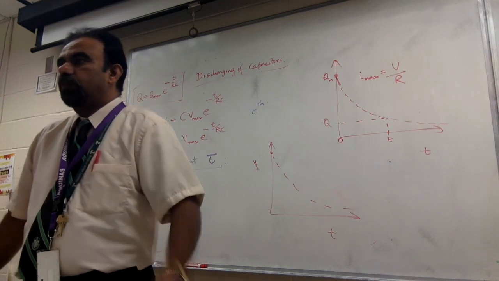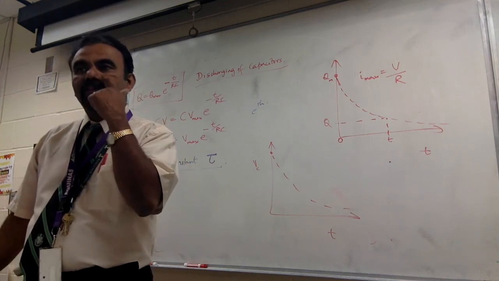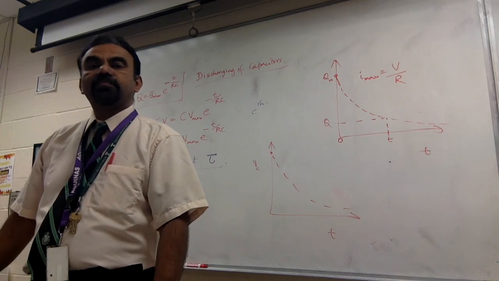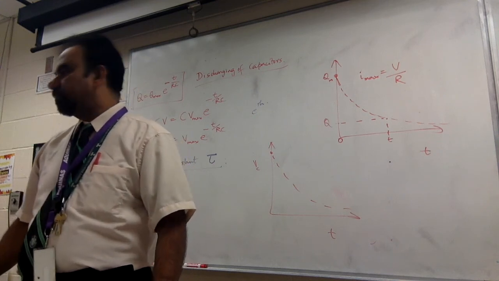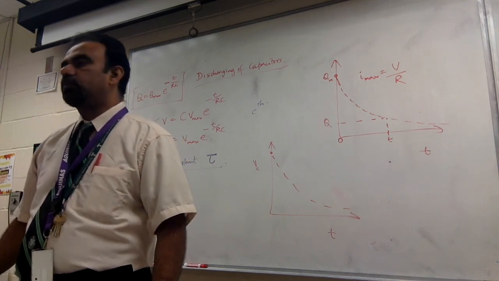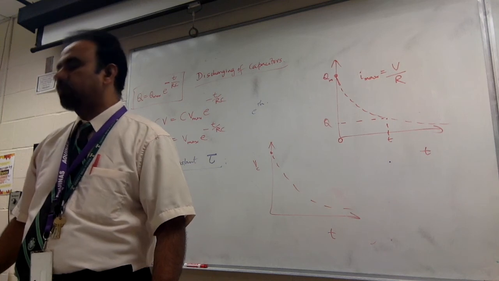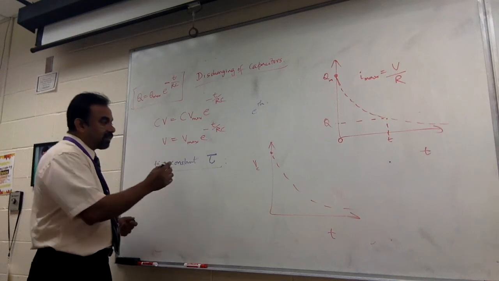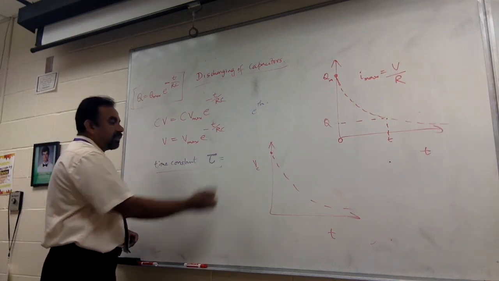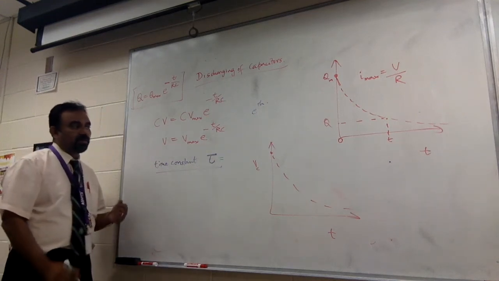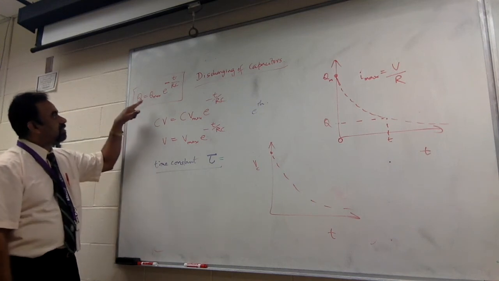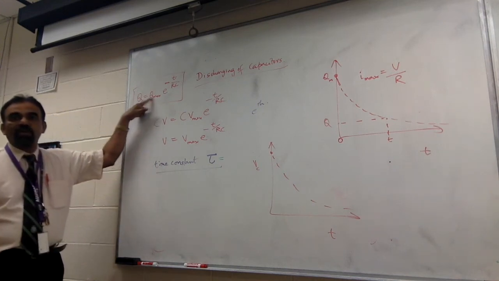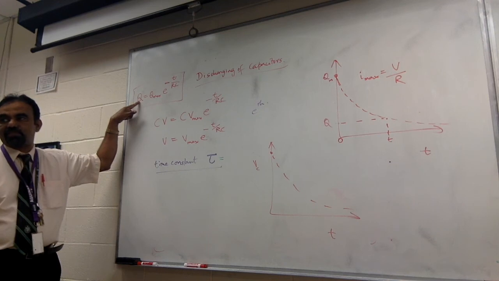It's the time taken for a capacitor to discharge to 1/eth of the initial charge or potential difference. So what is tau? Tau is the time taken for this to become 1/eth of this. You get it?